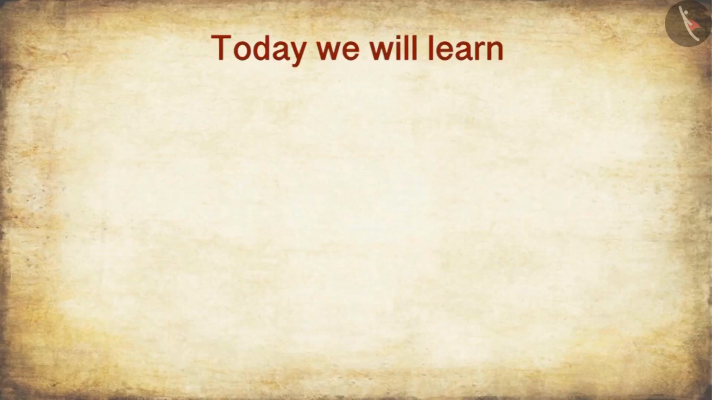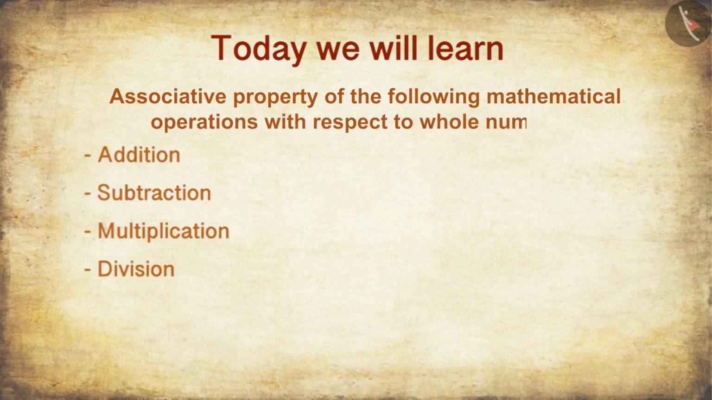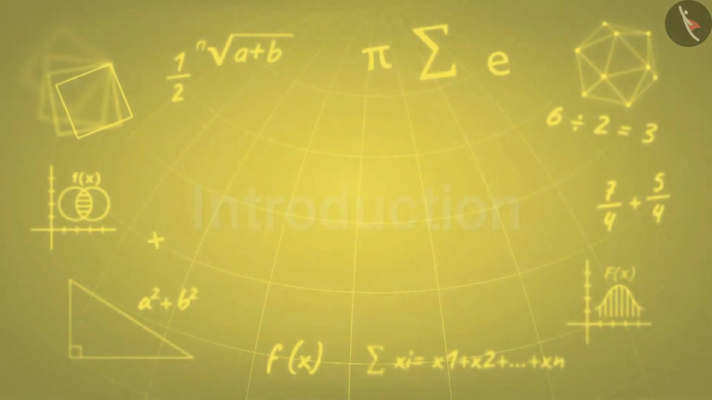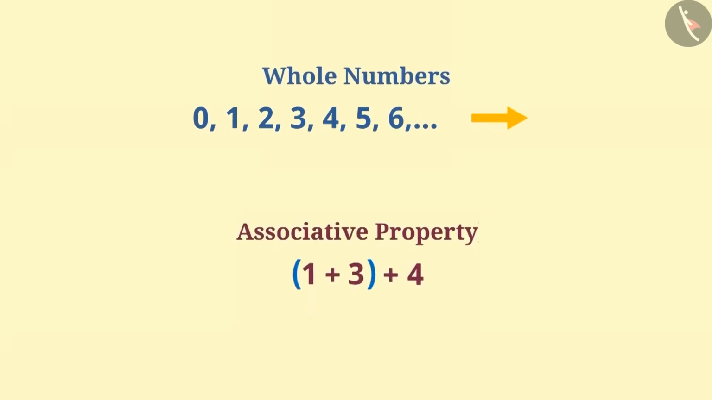Today, we will learn about associative property of the following mathematical operations with respect to whole numbers. We have read that numbers from 0 to infinity are called whole numbers. Associative property helps us to solve the mathematical operations by grouping the numbers. Let's understand it in detail.